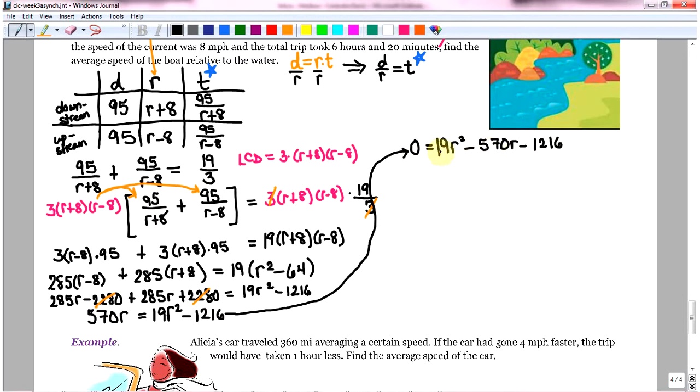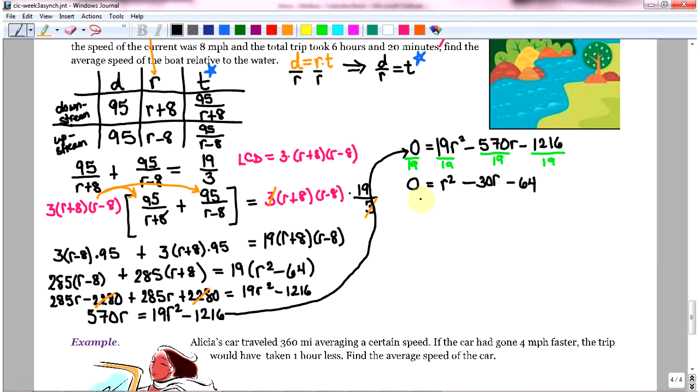Now, this is something I'm going to try. It doesn't always work, but I would be curious if 19 goes into all of our numbers. It's possible that you have a math problem that doesn't work out so nicely, but often there might be something where the numbers work out and things can be simplified. So if you check, 19 actually does divide all of these terms. So I'm going to go ahead and divide everything by 19 just to make our work more simple. So we end up with 0 is equal to r squared minus 30r, 570 divided by 19 is 30, and 1216 divided by 19 is 64.